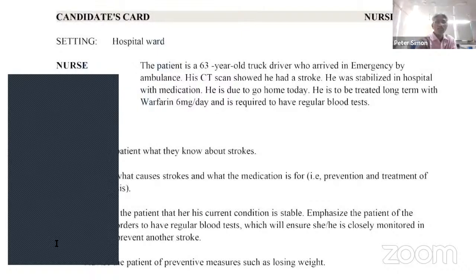Regular blood tests. Singular or plural? It is not one test. It's many times he has to do the test. So blood tests. Okay, regular blood tests, maybe once weekly or monthly or fortnightly. We don't know exactly, but regular blood tests are there. The information is not very clear in the case notes.